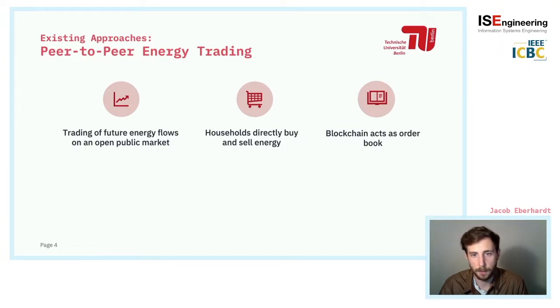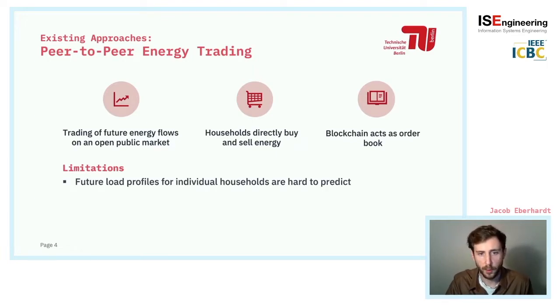It matches buyers and sellers and makes sure that the buyers and sellers and other participants in the markets do not have to trust anyone but the blockchain. So that's where the blockchain comes in the first place. These approaches do have their issues whatsoever. For example, future load profiles for individual households are hard to predict. People don't really know when they're going to turn on the washing machine or watch TV, for example. So this is a bit hard for individuals to do.